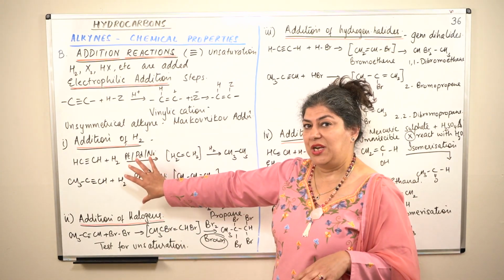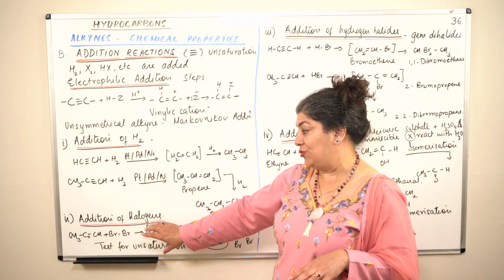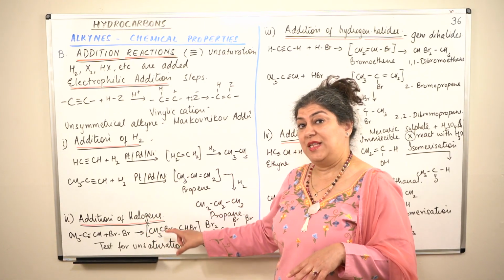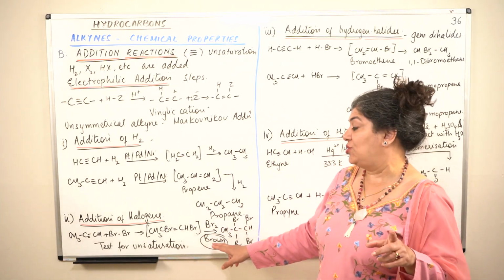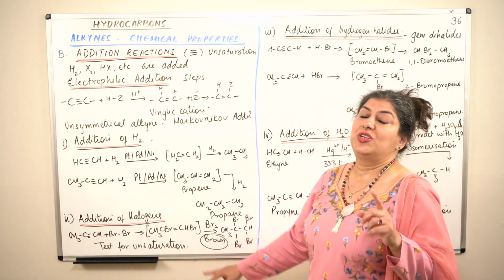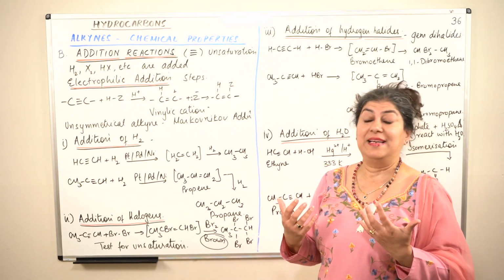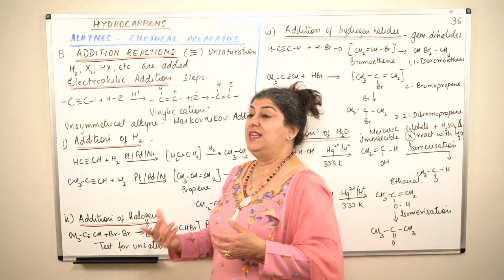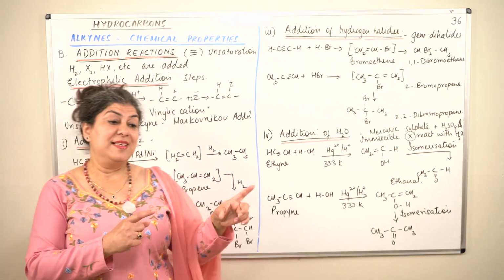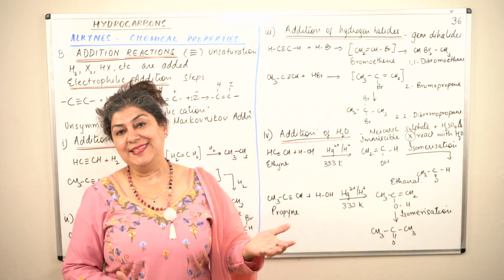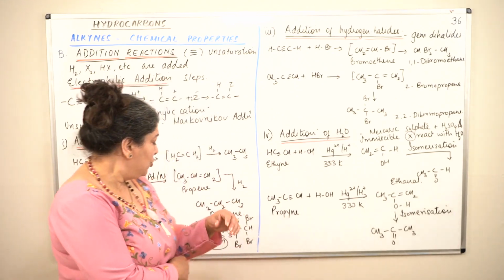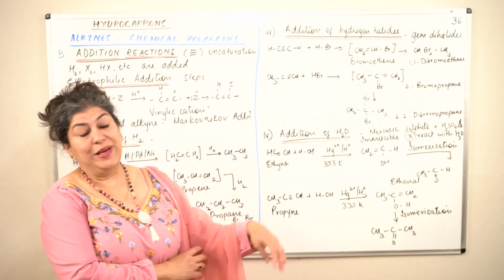So this reaction with hydrogen cannot be used as a test for unsaturation. But addition of halogens, that is addition of bromine specifically, can be used as a test for unsaturation because it loses color and it is visible to the naked eye. In the laboratory, it becomes easy for us to tell that this brown color has now been lost, which means addition reaction has taken place. So this was addition of bromine to alkynes.